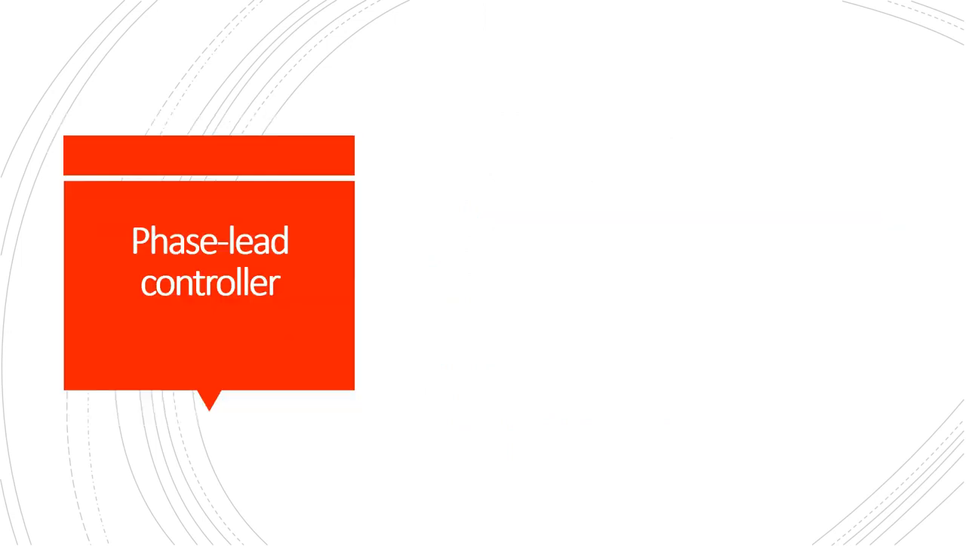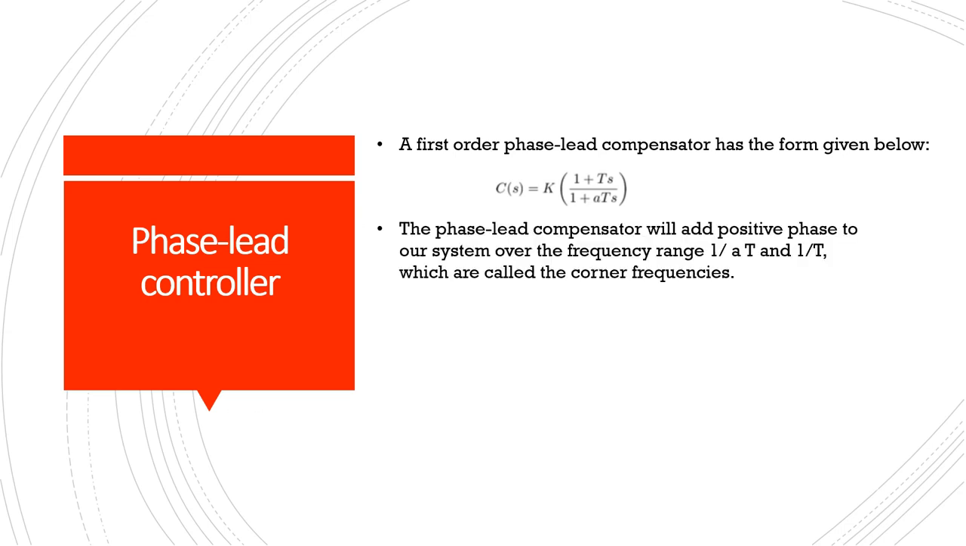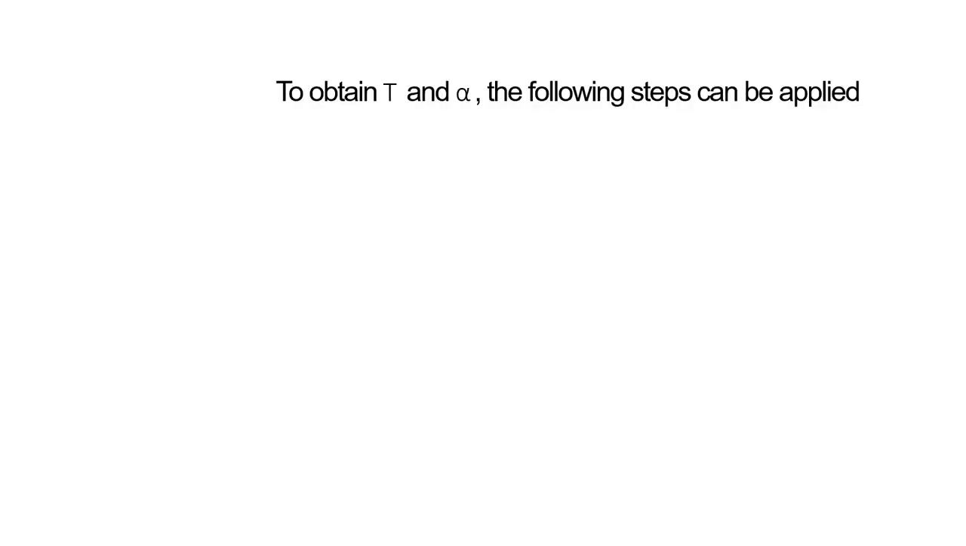Phase lead controller. This is a first order phase lead compensator. In this form, we can understand that the phase lead compensator will add positive phase to our system over a frequency range between 1/(AT) and 1/T, which are corner frequencies. K is a constant. The maximum added phase for one lead compensator is around 90 degrees. First of all, for obtaining the values of T and A, the following steps should be applied. Determine the positive phase needed. In this case, we need at least 70 degrees from a controller.